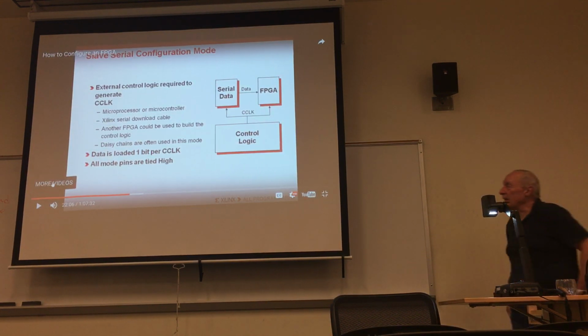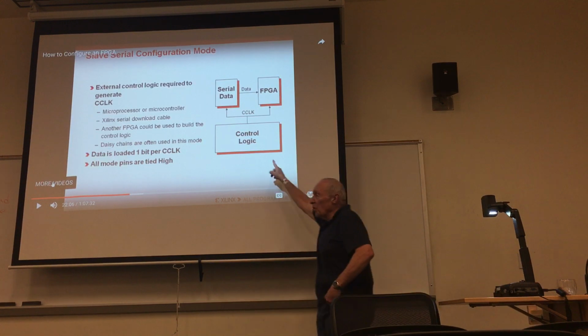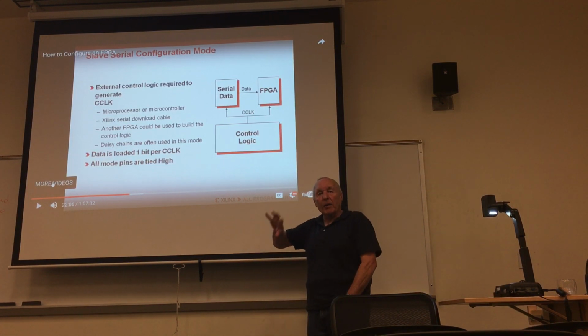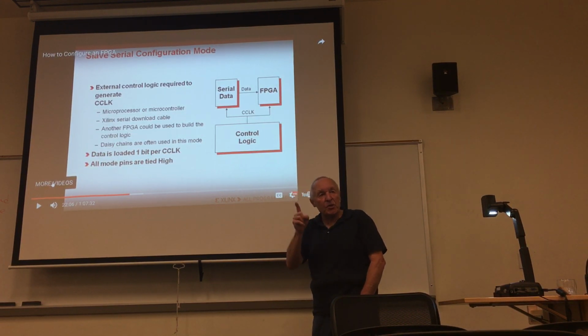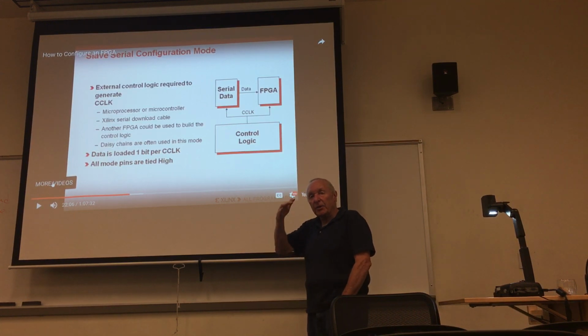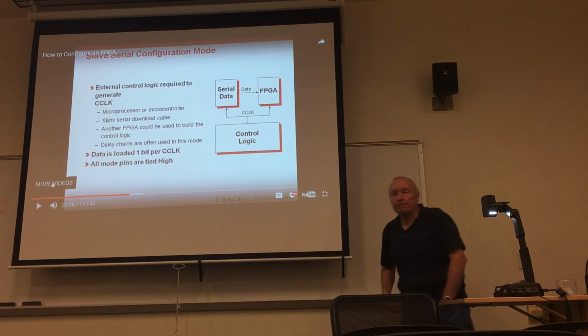Okay, so this one isn't that clear. This is the one where that control logic might be a microprocessor on the printed circuit board that is external to the FPGA. So it's going to go out to its memory, get the configuration information, and then feed it a bit at a time to the FPGA. So there's a direct connection between the FPGA and the microprocessor. In effect, the FPGA is memory mapped to the microprocessor chip.